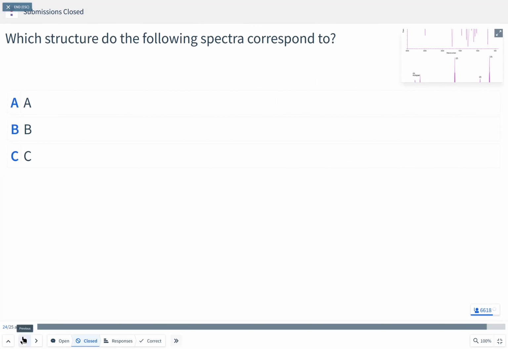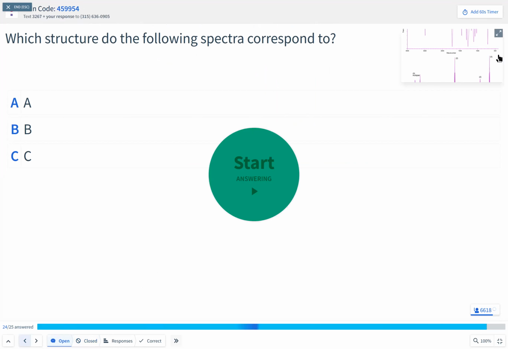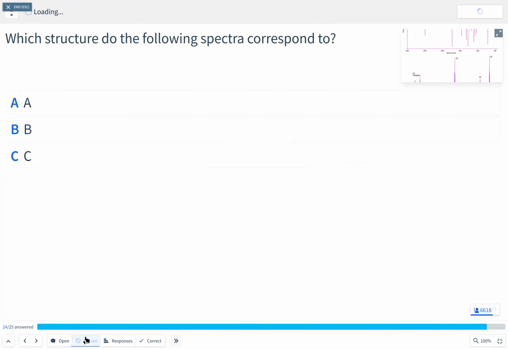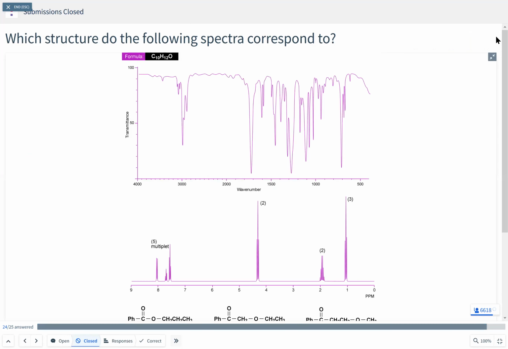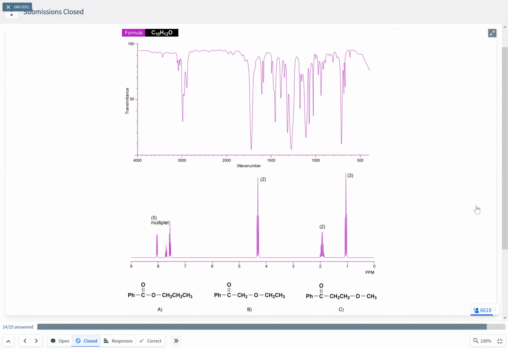Go back, go back. Oh, no, I see what happened. Sorry, I just shrunk the image, that's all. It's really the NMR that can help you get the answer pretty quickly. So what I would do if I were you is backtrack. I would start with the structures and see what the NMR should look like if I had this structure.